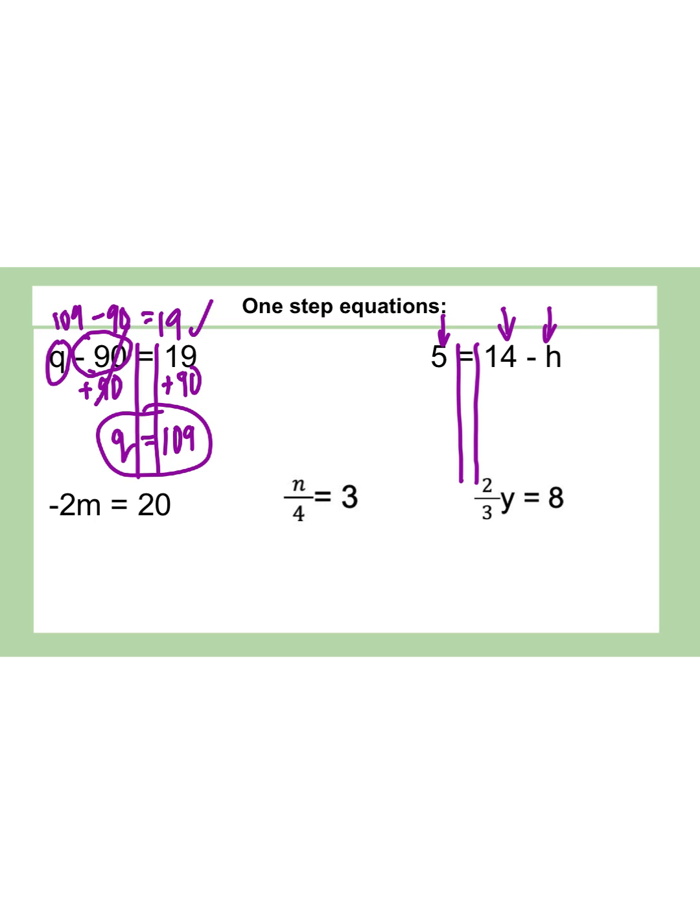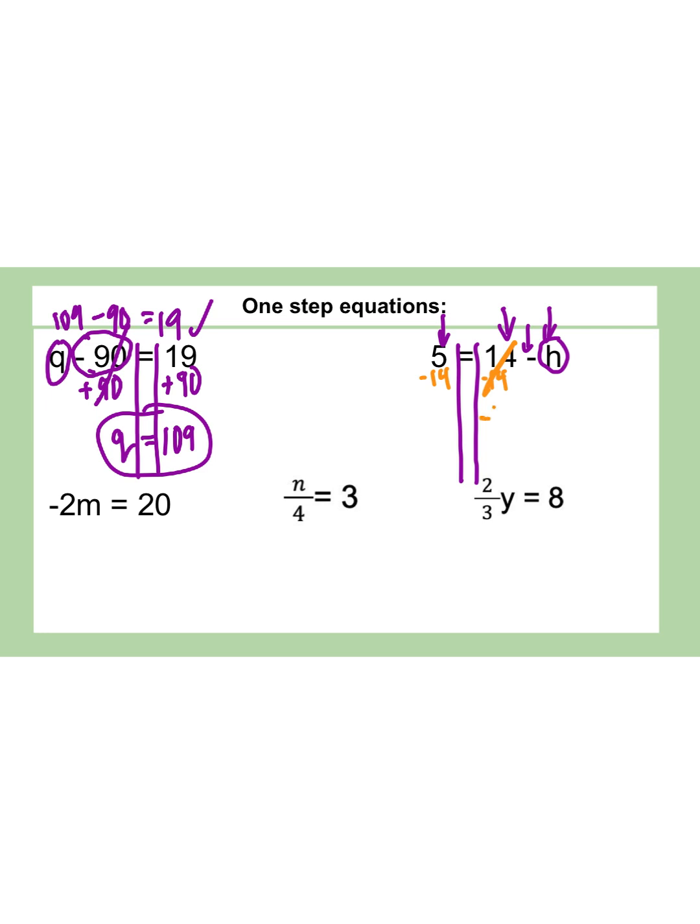So I'm trying to get this h all by itself. I have two things I need to get rid of, the 14 and this little negative sign. So we'll talk about how to get rid of the negative. But first, let's get rid of that 14. Since it's a positive 14, I'm going to subtract it. So think this is positive, this is negative. A positive and a negative will cancel each other out.